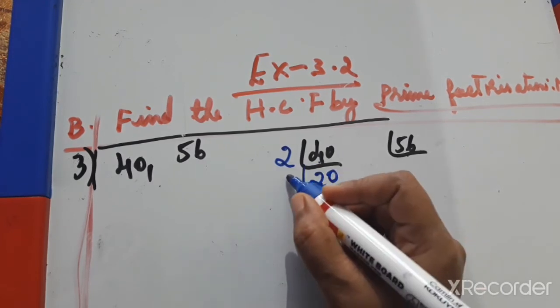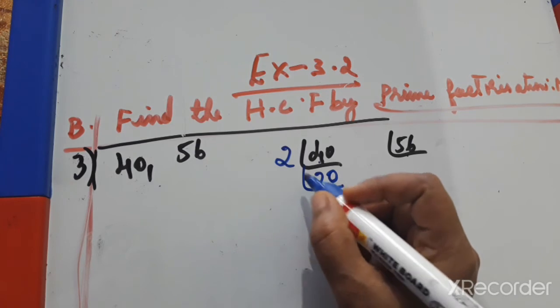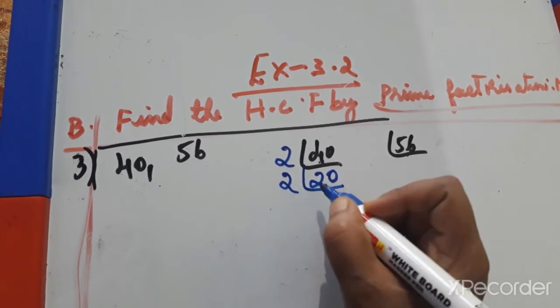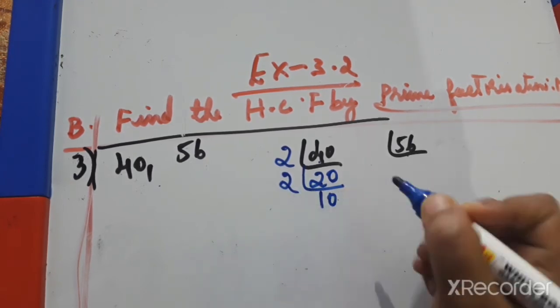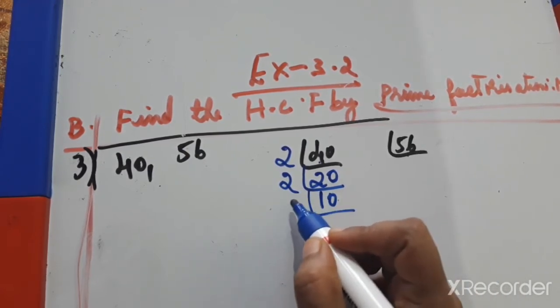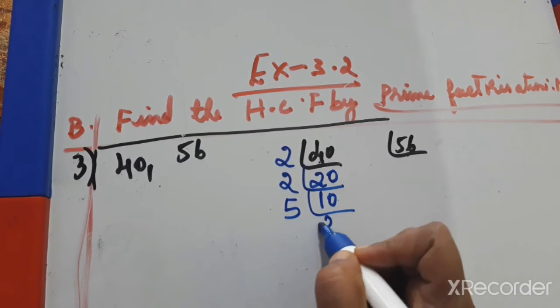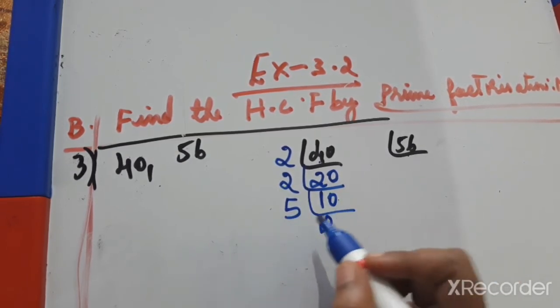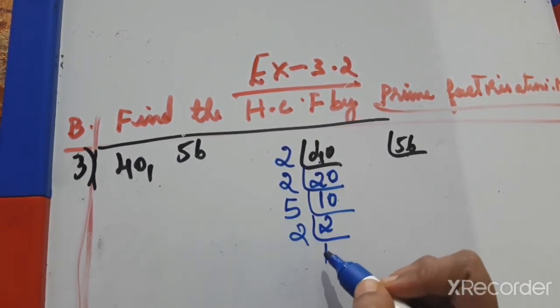Again it will multiply, 20 ones are also 20, but we want only a prime number. So we can take 2 outside. 2 tens are 20. Again 10 ones we can try, but we want only a prime number. 5 twos are 10, we can try because 5 is a prime number, and 2 ones are 2.